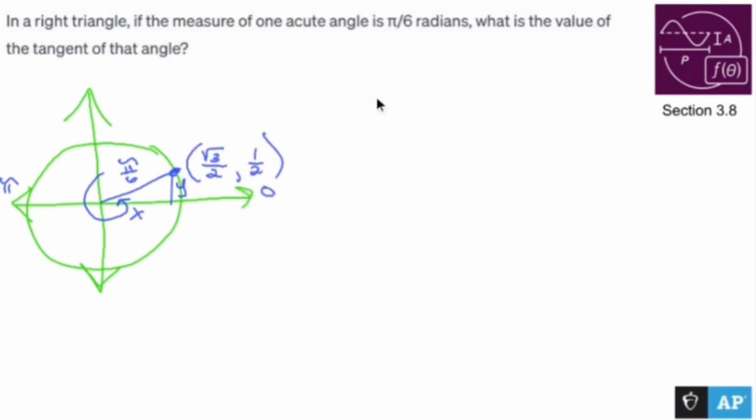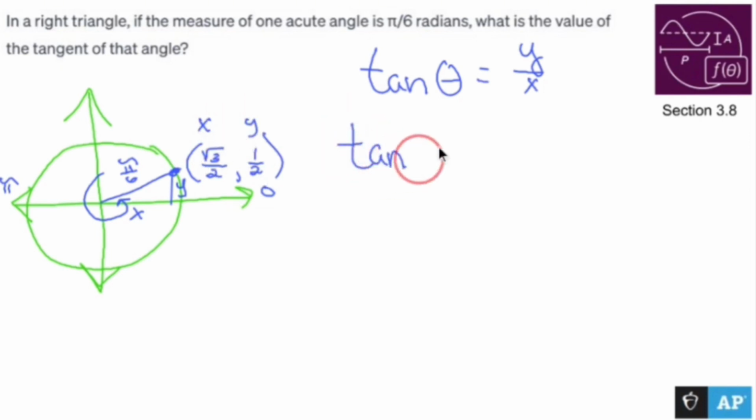Now, tangent of theta is given to us by y over x. I know that because tangent is sine over cosine, and if I do a little bit of simplifying, I end up with y over x. So in this case, tangent of theta is going to represent 1/2 over root 3 over 2. So tangent of pi over 6 is going to be 1/2 over root 3 over 2.